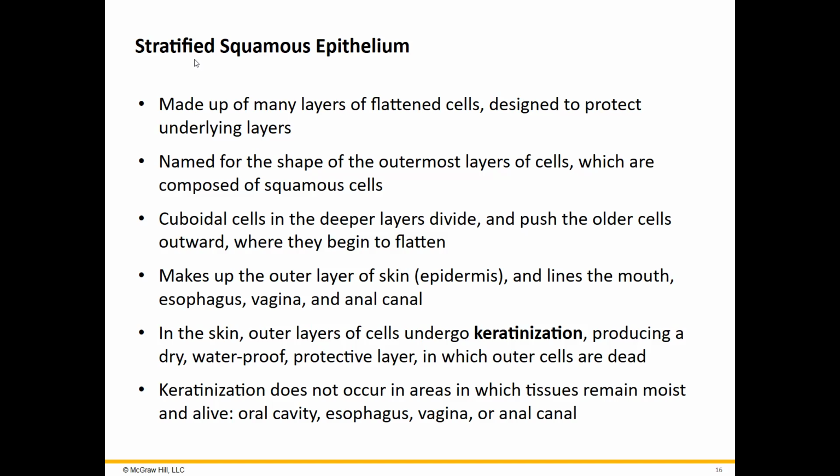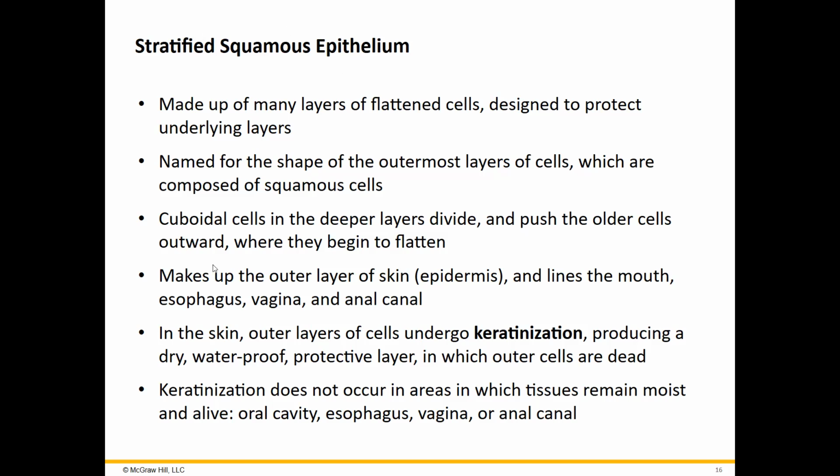So what we're going to see is with any stratified tissue, the base cells are actually all cuboidal. All of them are cuboidal, but the outermost layer will be what it's named for. So if I say stratified squamous epithelium, that means the bottom layers are all cuboidal, but the very top layer is squamous. So cuboidal cells in the deeper layers divide, and they push up to the outer layer, at which point they are crushed by the cells and become flattened, getting the squamous appearance.